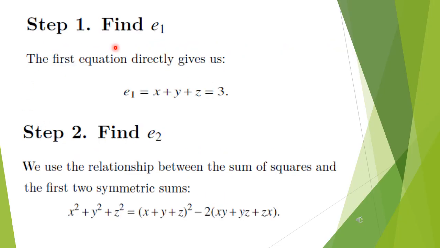Step 1. Find E sub 1. The first equation directly gives us E sub 1 equals 3. Step 2. Find E sub 2. We use the relationship between the sum of squares and the first 2 symmetric sums. x squared plus y squared plus z squared equals the quantity x plus y plus z squared minus 2 times the quantity xy plus yz plus zx.